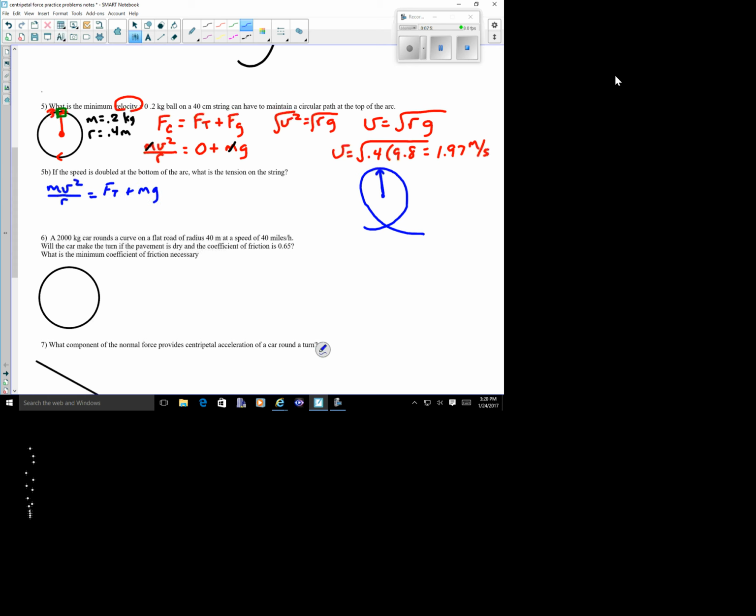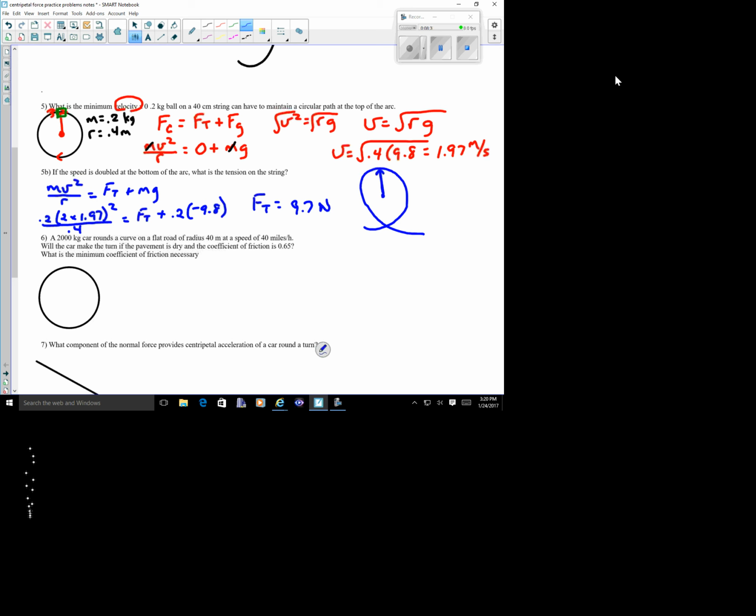So I'm going to have 0.2 times the velocity. You've got to remember it said that the velocity doubled. So I'm going to have 2 times 1.97, and I have to square that velocity and divide that by 0.4, which is the radius. That equals the force of tension, which is what I'm looking for, plus the mass, which is 0.2, times gravity. And you've got to make gravity negative 9.8 because it's pulling down. When you subtract the negative 9.8 times the 0.2 from both sides, you're going to get a force of tension which ends up equaling 9.7 newtons.